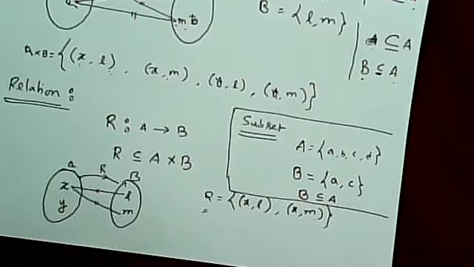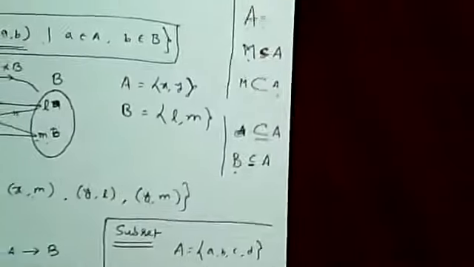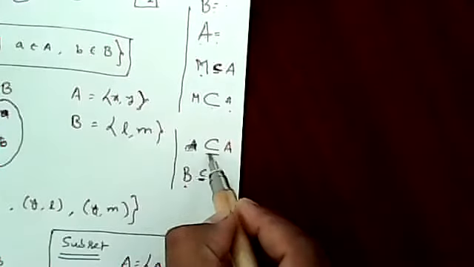Sir, what is the difference between the symbols of the subsets? Symbols of the subsets, okay. So, we generally use two symbols. One is this, the other one is this, right?